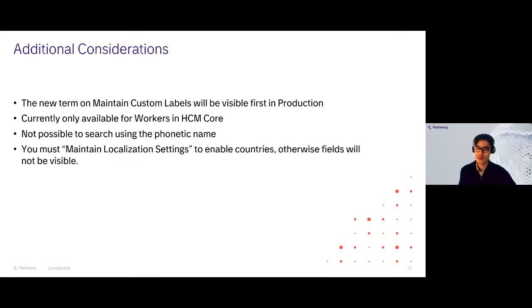Some additional considerations are that the new term on the maintain custom labels will be visible first in production. Currently, this phonetic name is only available for workers in HCM Core. It is also not possible to search using the phonetic name, and you must maintain localization settings to enable countries, otherwise the fields will not be visible.